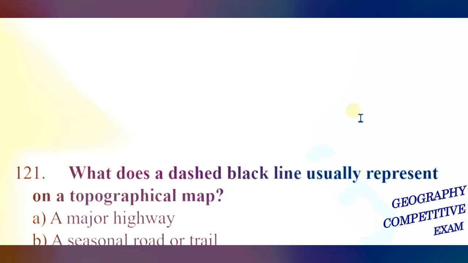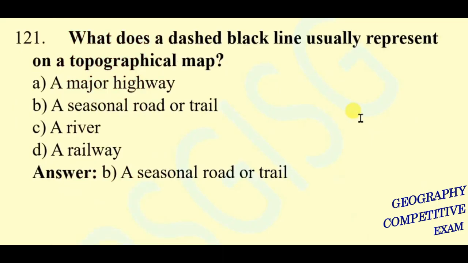Question category: symbols and interpretation. Question number 121. What does a dashed black line usually represent on a topographical map? A major highway, a seasonal road or trail, a river, a railway. Here the right answer will be a seasonal road or trail is a dashed black line in the toposheet or topographical map.